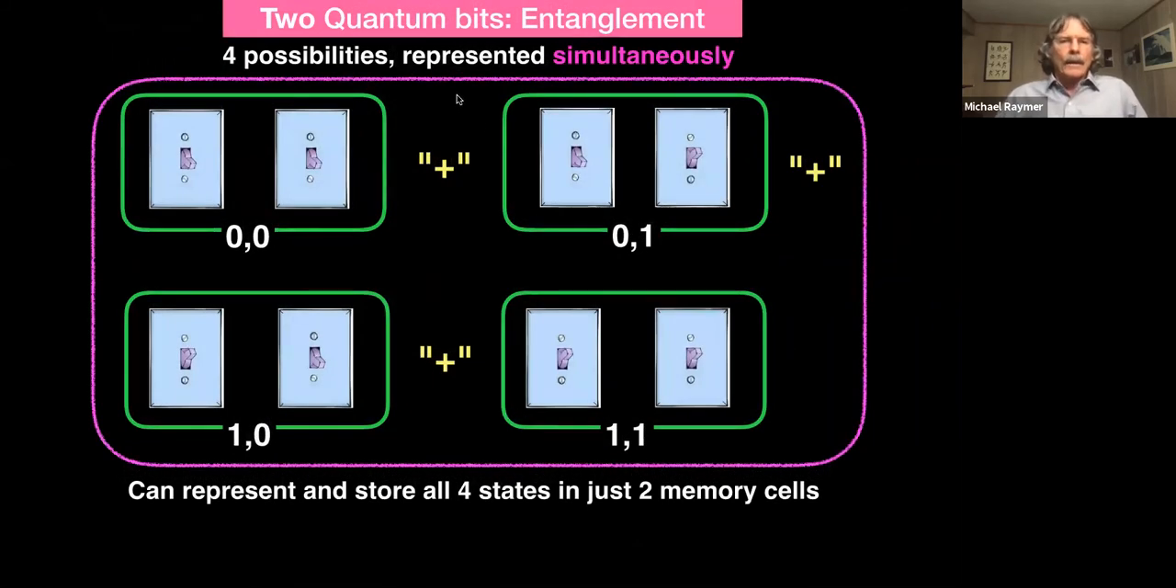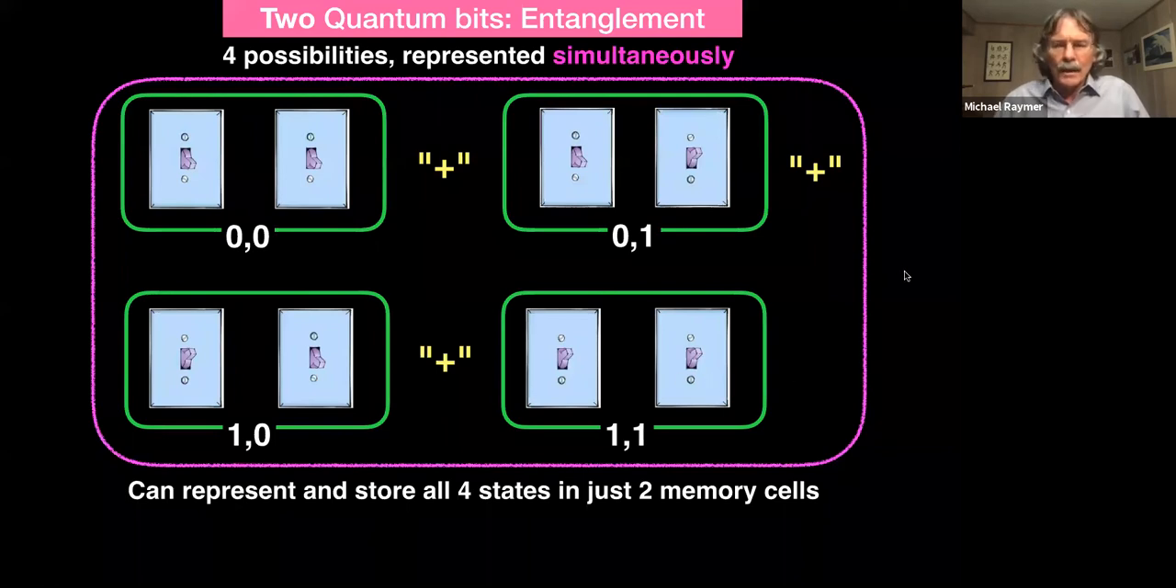Okay, now here we have two quantum bits. And again, I can have the down, down, the down, up, the up, up. But now I can put these four possible states into superposition with each other. And this is like the Bell state. It would be down, up in superposition with up, down. But we can also add in these other ones, the down, down, and the up, up.